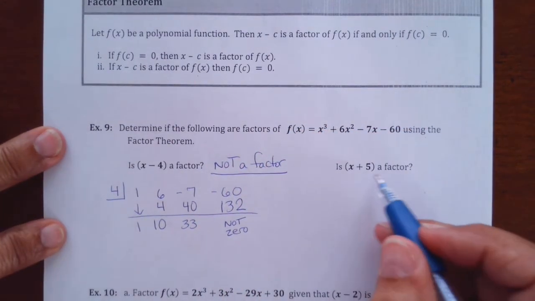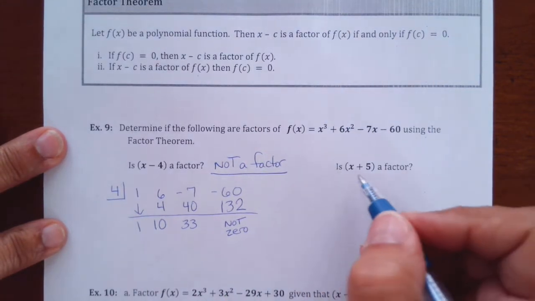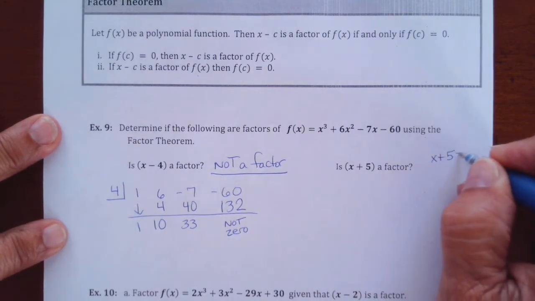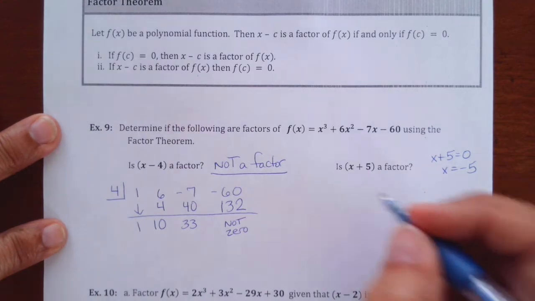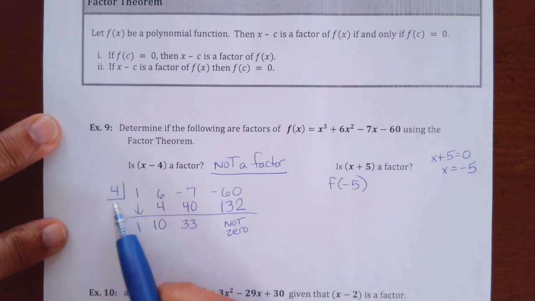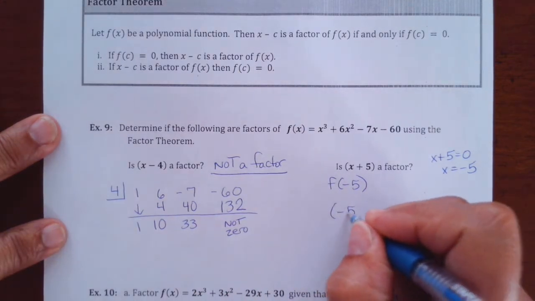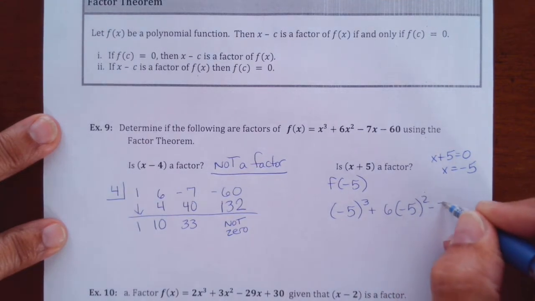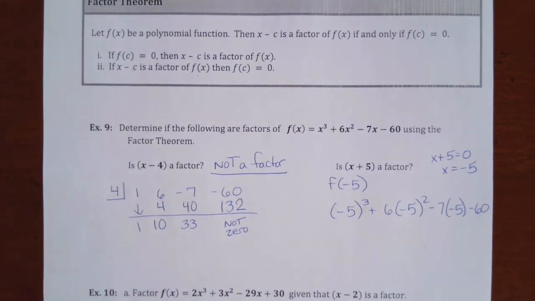Now, the other way I could do it is to look at the function value. So, is x plus 5 a factor? Well, if I'm using x plus 5 as the factor and I set it equal to 0, then I'm actually looking at f of negative 5, right? Negative 5 would be the number that I would put in the box. So if I put negative 5 in here, negative 5 cubed plus 6 times negative 5 squared minus 7 times negative 5 minus 60. I'm just going to stick this in the calculator.